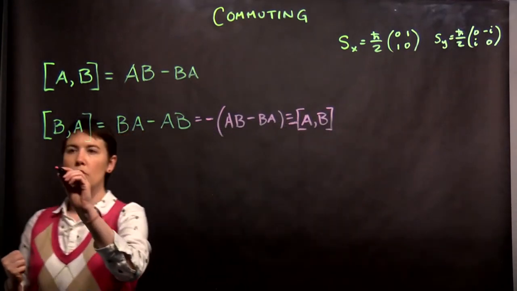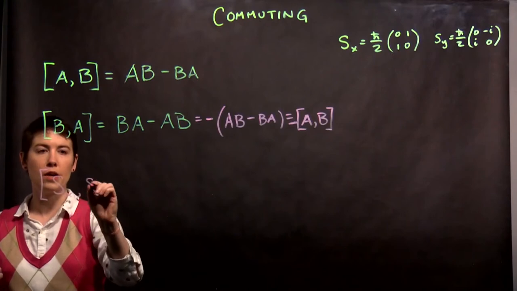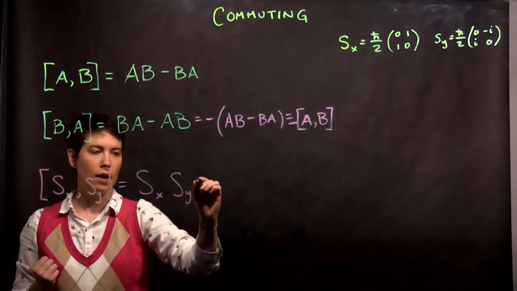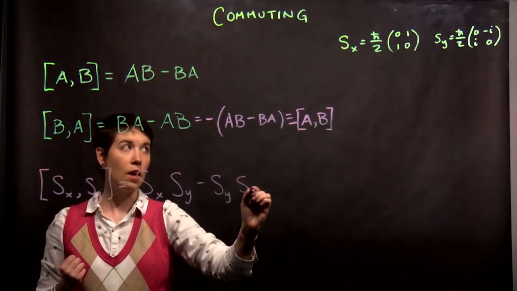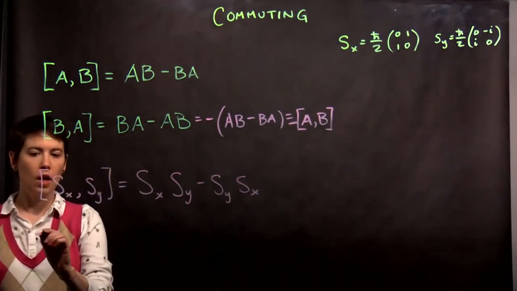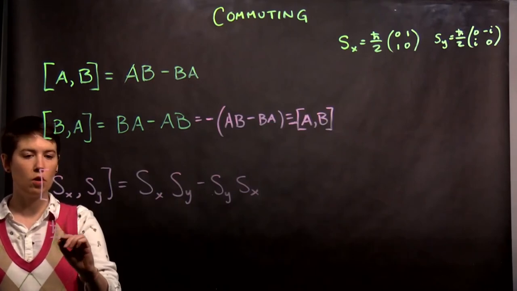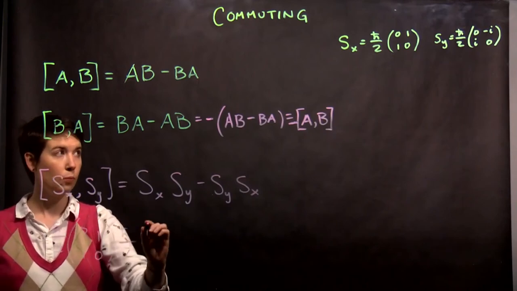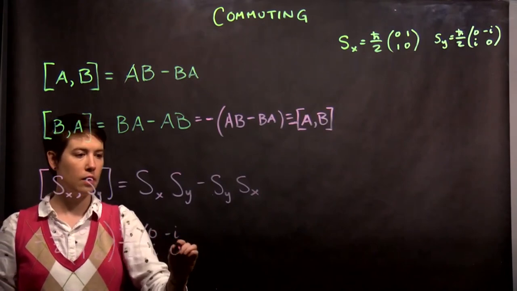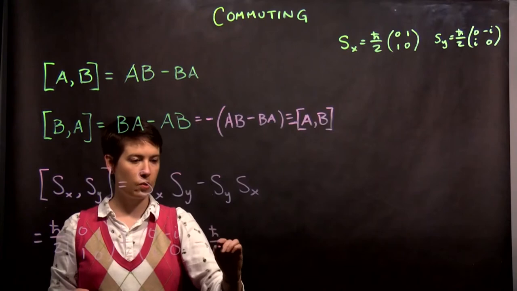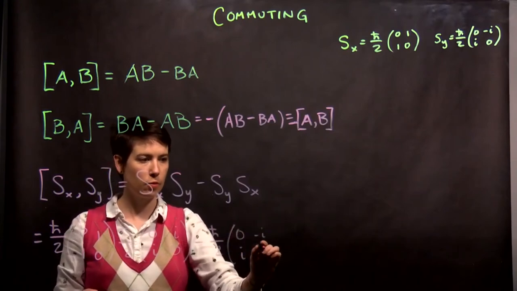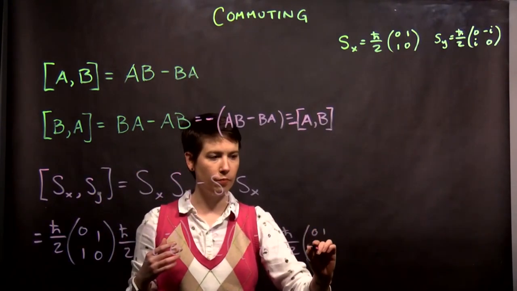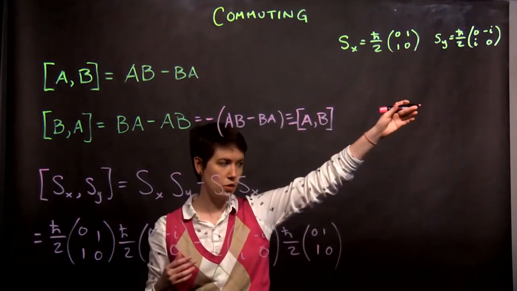So let's look at these. If I want to look at Sx, Sy, notice that I am still expressing both of these in the z basis. Thus, Sx, Sy minus Sy, Sx. So this is just going to be matrix multiplication. Our Sx is h bar over 2 times 0, 1, 1, 0, and h bar over 2 from the Sy times 0, negative i, i, 0. And then we do the same thing in the opposite order, because the order does matter for matrix multiplication. There will be cases where you calculate 0, and that is very meaningful, but let's find out if that happens here.